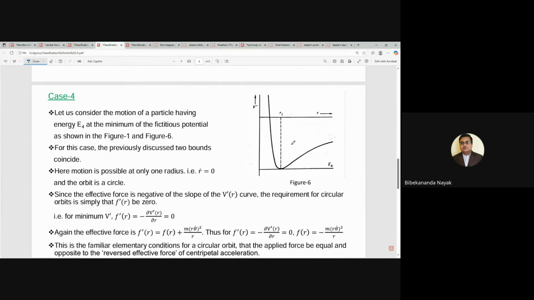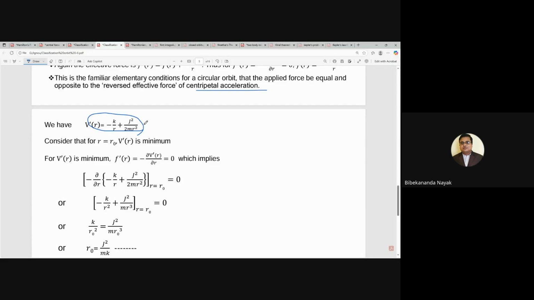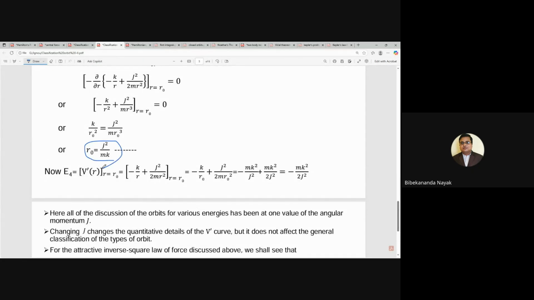Okay. Circular motion. If you see, it is also a centripetal acceleration. You get the formula. So the minimum potential is minus k/r plus J square by m r square. Its minimum value gives you the circle. Minimum means the derivative will be 0. So equating its derivative to 0, you can find the radius of the circle, which is J square by mk. There is angular momentum. So the energy at that time, putting in place of r0, you get minus mk square by 2J square. It is circular motion.